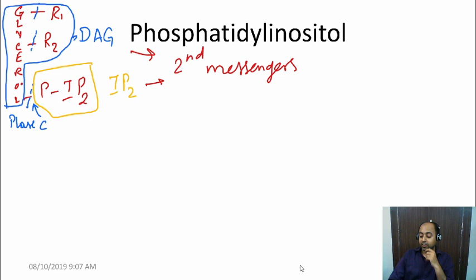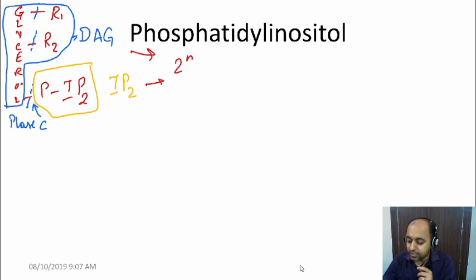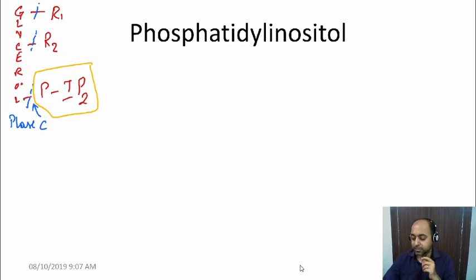Okay, the phosphatidylinositol I told you is acted upon by the phospholipase C, and it gives rise to the very important second messengers, inositol triphosphate, IP3, and the diacylglycerol. Both of them work as second messengers. So this is a very important role of the phosphatidylinositol. It is the precursor of the second messengers.